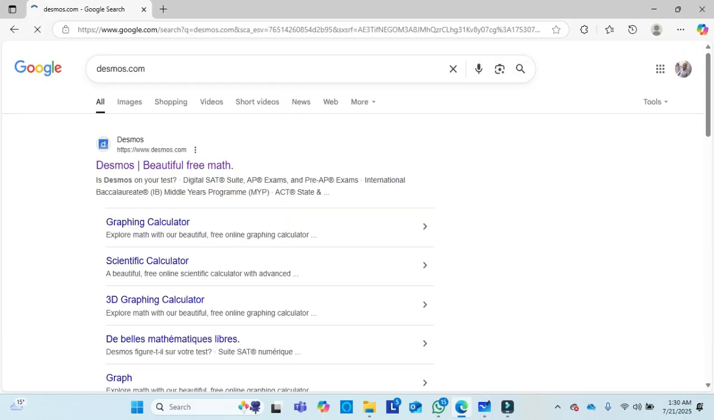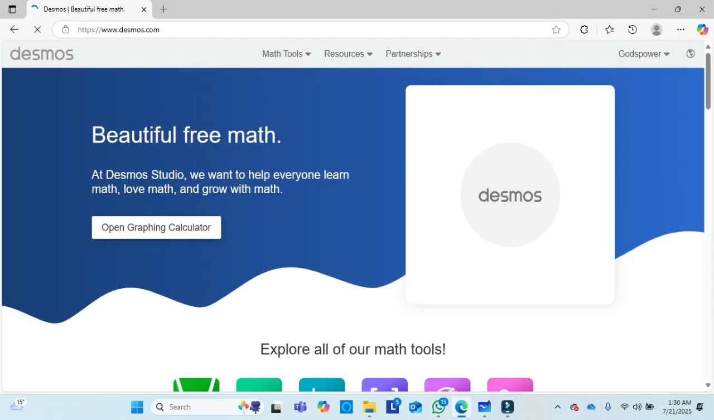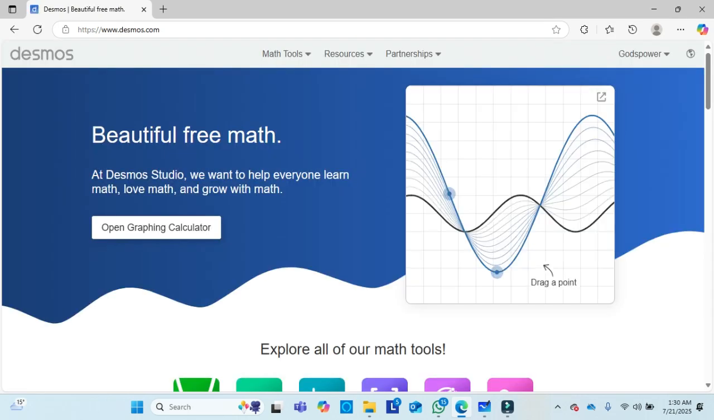Once you click on Desmos, you see this, click on it. Now there are two things. If you don't have an account, or probably you've not signed up with Desmos, you see sign in and sign up. So you have to sign up, which will be very easy. I usually do this sign up with my Google account.